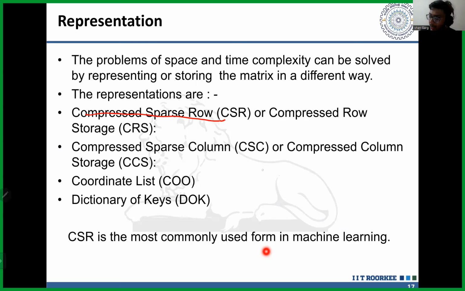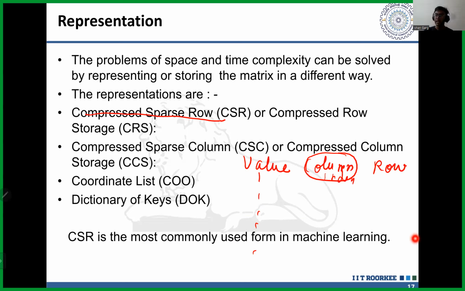In this notation, we have three arrays. What is the value? The value contains all the non-zero elements of a matrix. The second is the column index. This will contain the column index of the non-zero values. And the third is the row. So basically, this will contain the cumulative number of non-zero elements present up to the ith row.